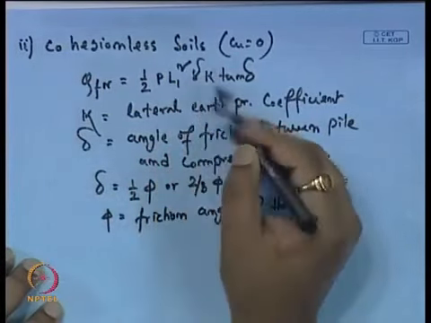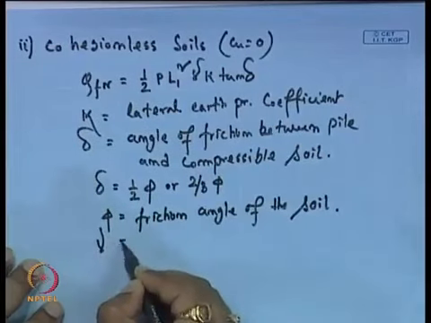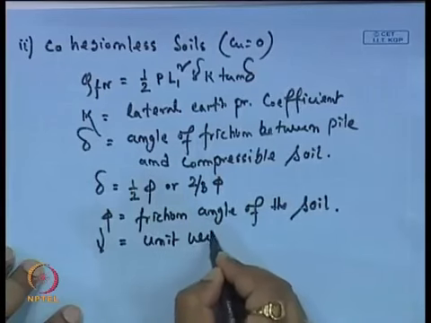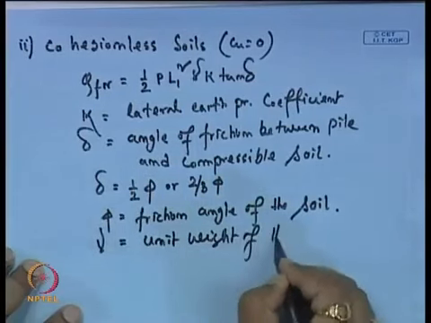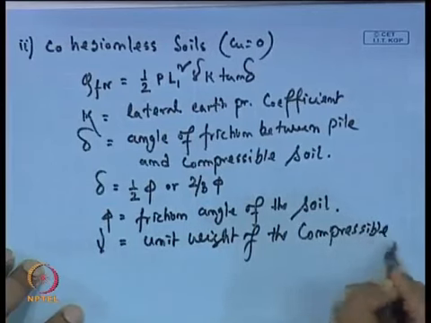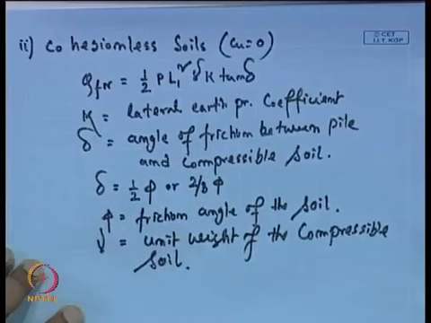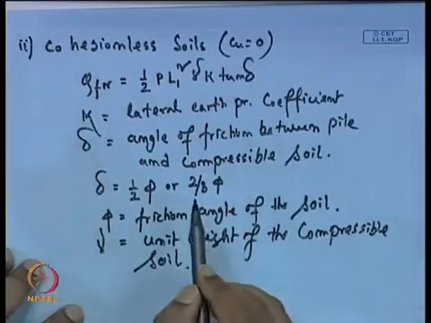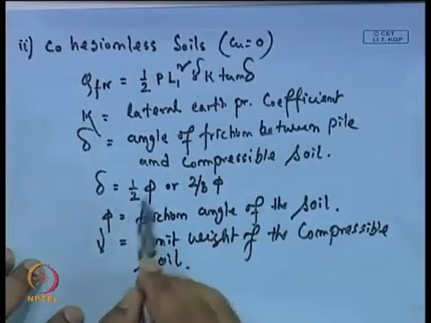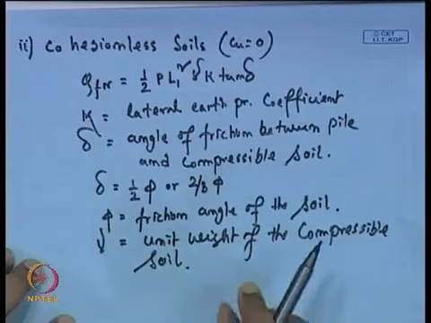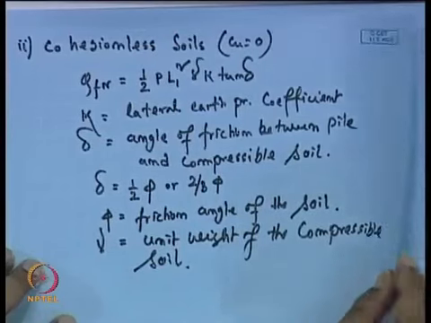L1 is the length of that compressible layer, and gamma is the unit weight of the compressible soil. So, this is the expression. This one is the negative skin friction that will act downward, not upward. So, this will not give any resistance, this will act in the downward direction. So, now the next one we will calculate, this is for the single pile.